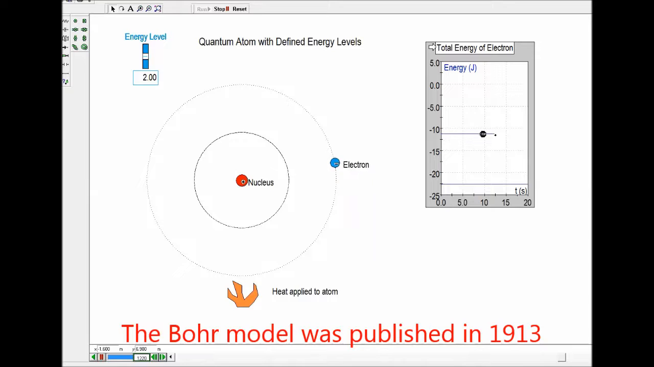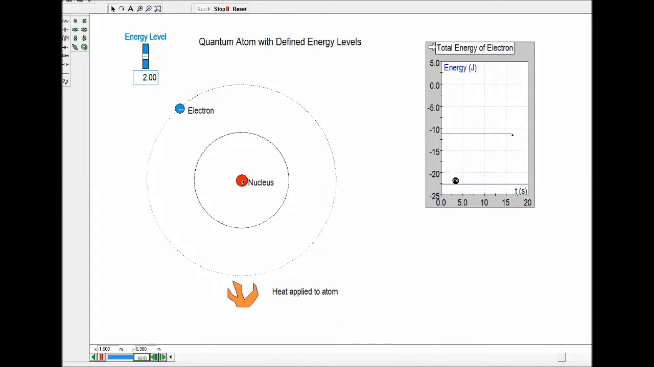You can see this is a different energy here on the graph. It's a constant energy, but it's a very large difference from the original energy. This is quantum state number 2. No energy between these two is allowed. This electron can either be at this negative 11 point something energy level or at the negative 22 point something energy level. Nothing in between exists.